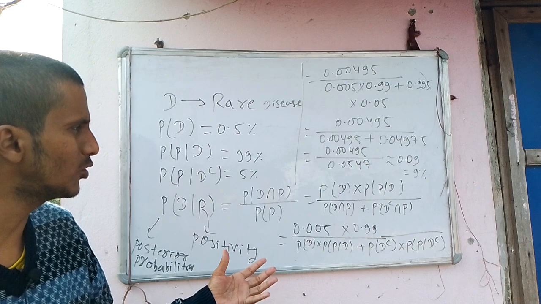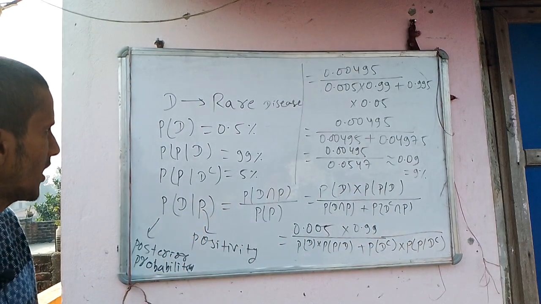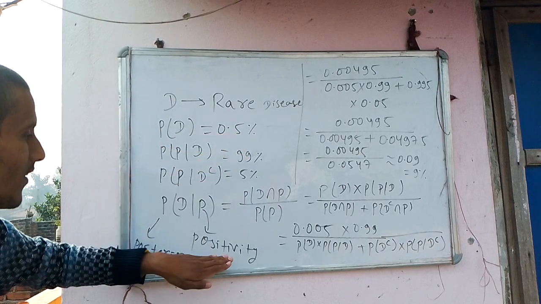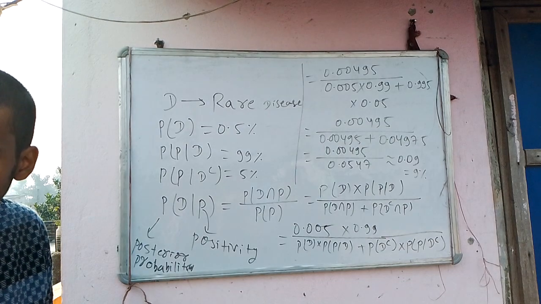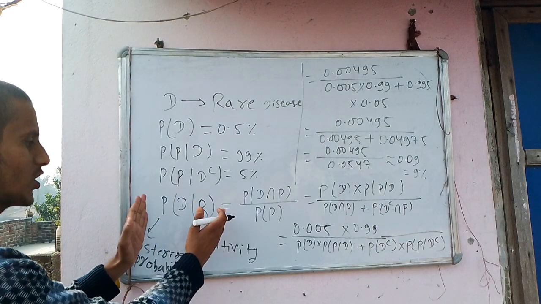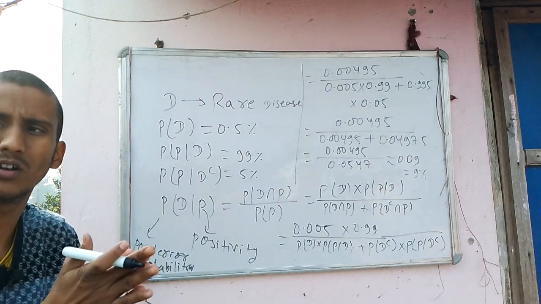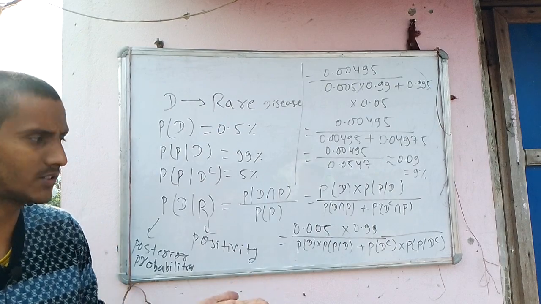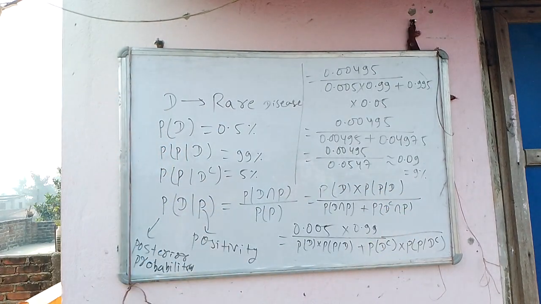So the probability of you really having the disease now is 9%. It has gone up from 0.5% to 9%. Why? Because the test showed positive. Does that make sense? So your belief has changed. Your initial prior probability was 0.5%, the probability that you have the disease. Now it is 9%, because you had the test.